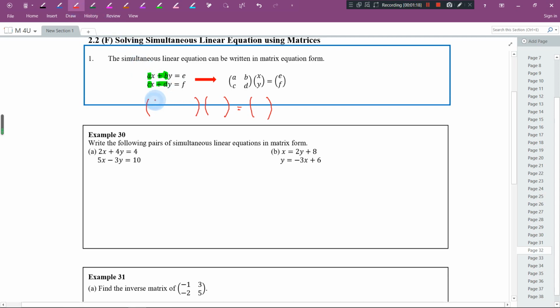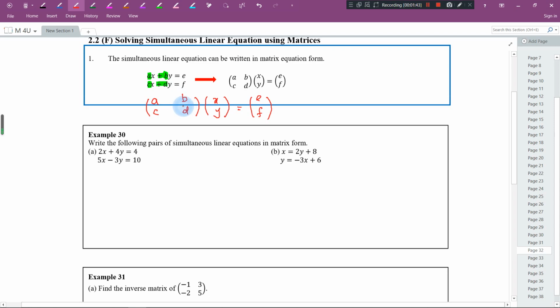Now A, you write A. Positive B, you just write B. C, you write C. Positive D, you write D. And this is for x, y. And the last one is e and f. So this is how we write the pair of linear equations in matrix form.